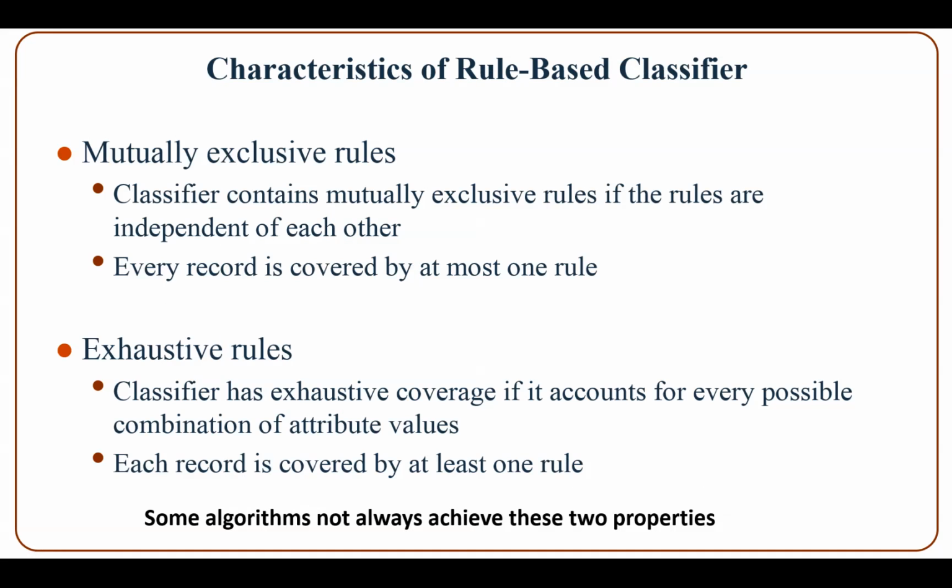There are 2 important properties of the rule set generated by the rule-based classifier. Mutually exclusive rules. The rules in the rule set are mutually exclusive if no 2 rules are triggered by the same record. This is to ensure that every record is covered by at most 1 rule. Exhaustive rules. A rule set has exhaustive coverage if it accounts for every possible combination of attribute values, and this is to ensure that each record is covered by at least 1 rule.